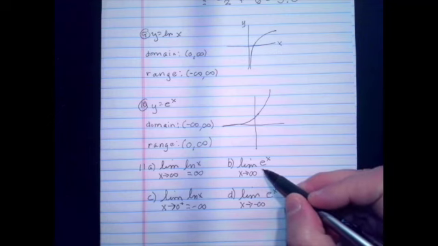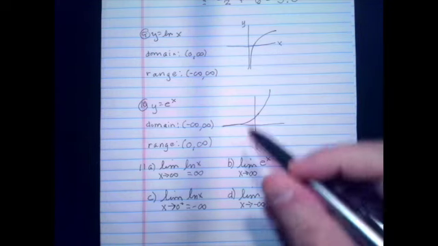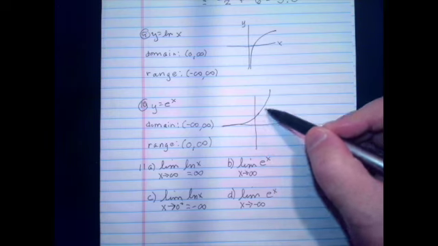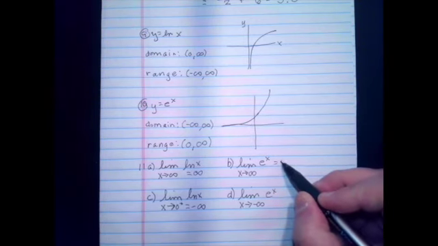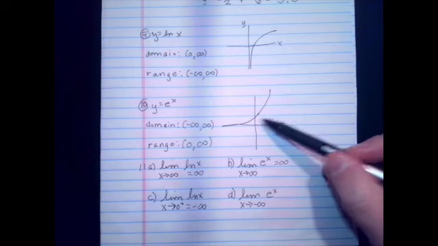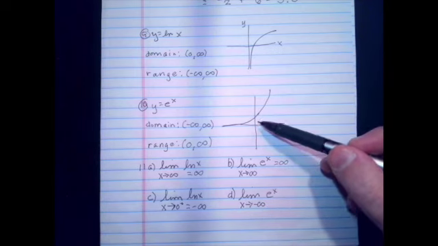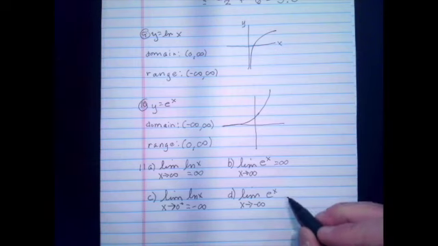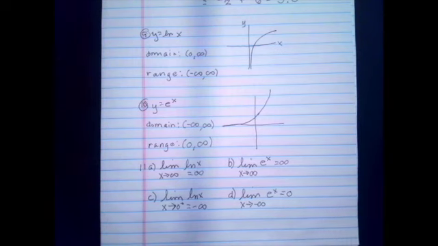Part B, we've got the limit of e to the x as x tends to infinity. As x tends to infinity, the y's also tend to infinity. And in part D, we look at the limit of e to the x as x tends to negative infinity. And in that case, the y's tend to 0.